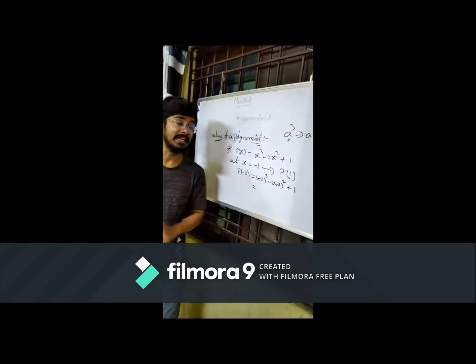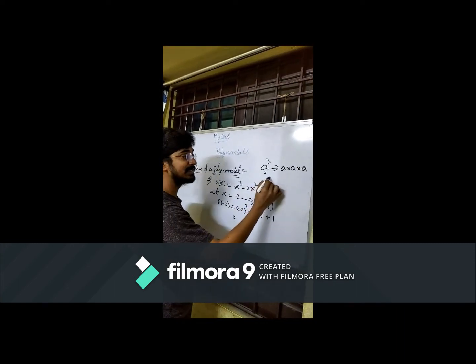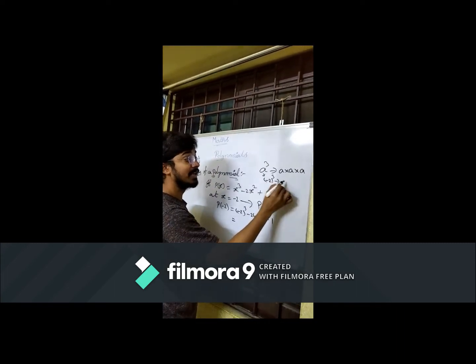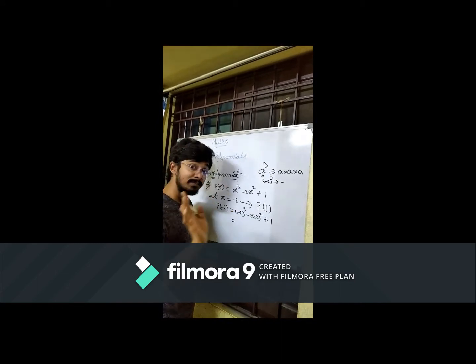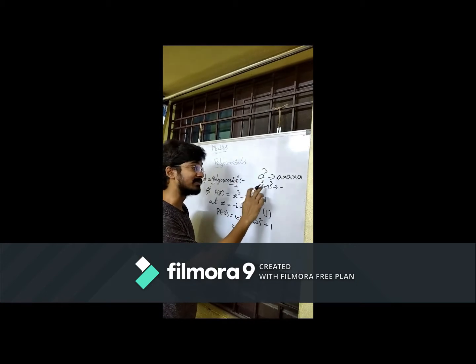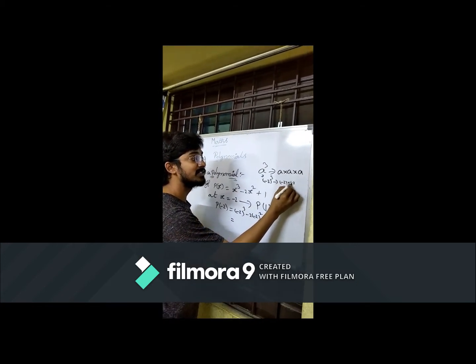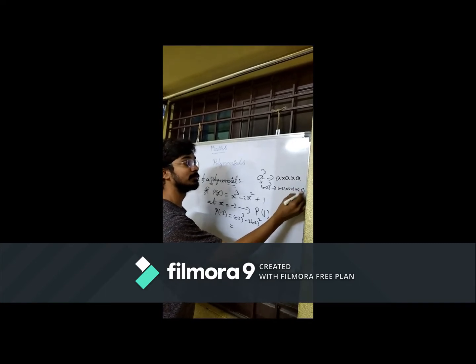In the same way, (-2)^3 can be written as -2, the base is -2, not +2. The base is -2, repeated 3 times, the exponent times. Minus 2 repeated 3 times means -2 into -2 into -2.